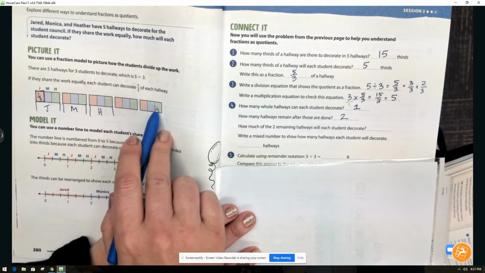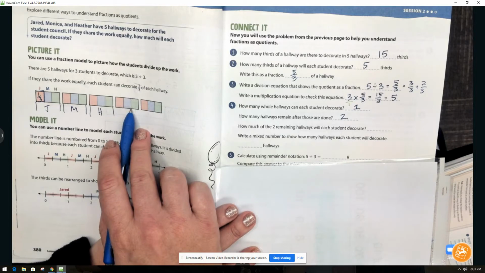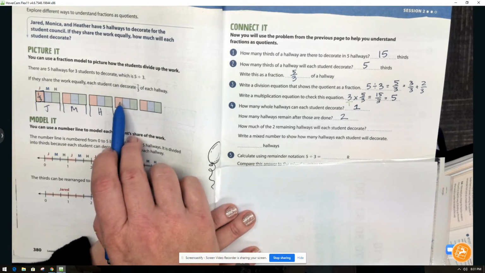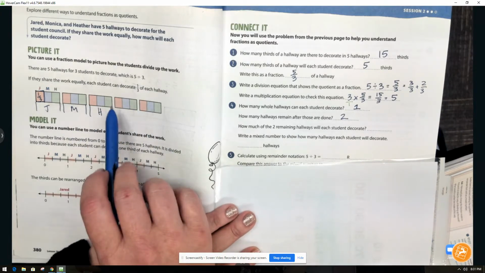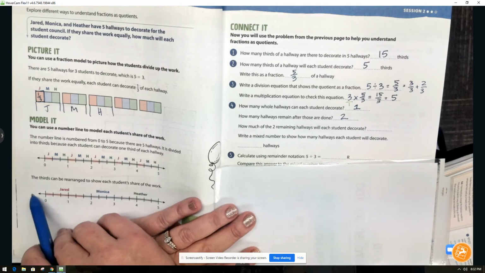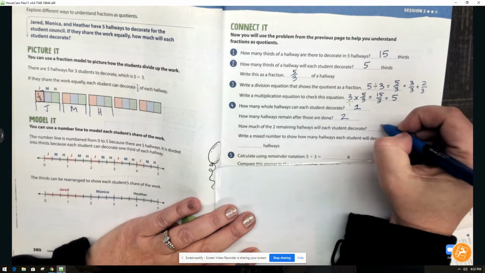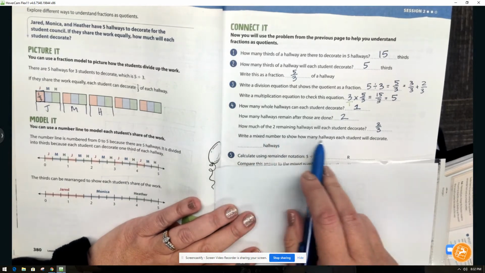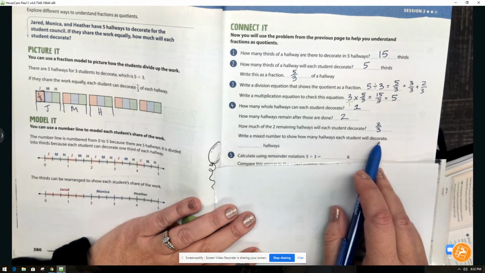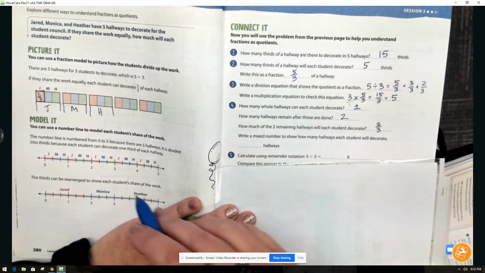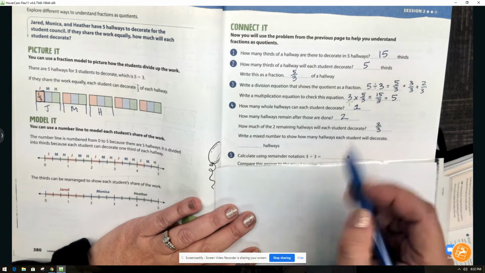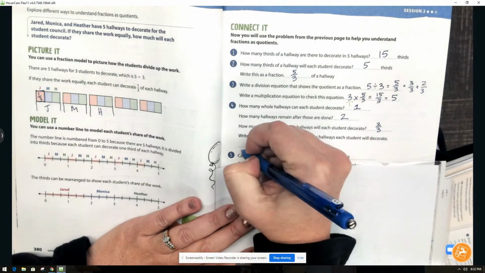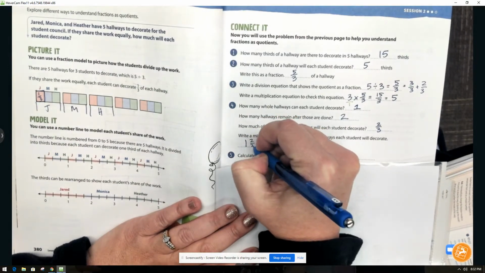Now, if we look at these 2 hallways, how much of the remaining hallways will each student need to decorate? So it's still split up for us. If we're looking at Jared's red, how many thirds left does Jared need to paint? Yeah, that's right. 2/3 of a hallway. So what is our mixed number to show how many hallways each student will decorate? Well, we already know because we did it on the very first page and we also wrote it here. They're going to decorate 1 2/3 of a hallway.